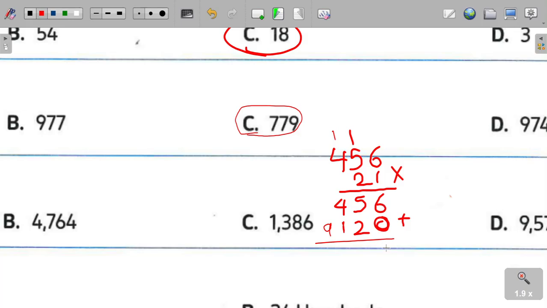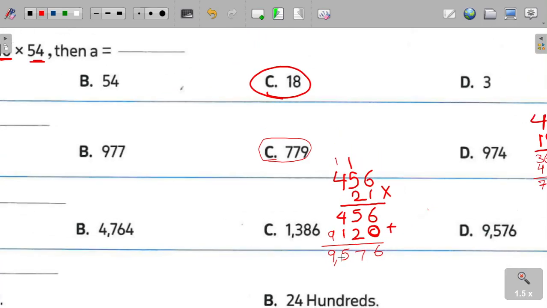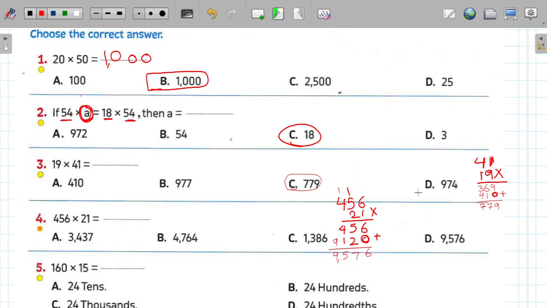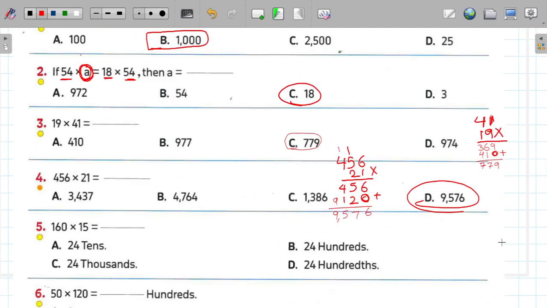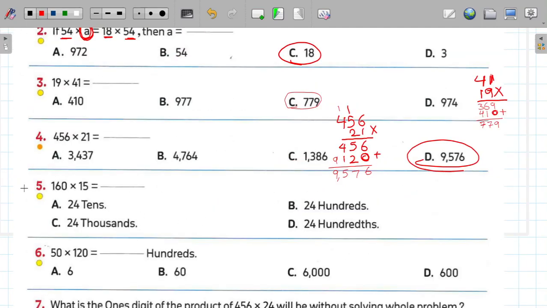So I have 6 plus 0 equals 6. 5 plus 2 equals 7. 4 plus 1 equals 5. And 9 is still 9. So the result will be 9,576. And this is the choice D. Okay, let's try the next one.